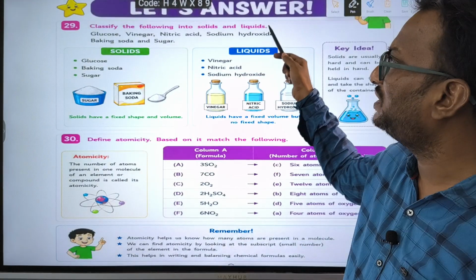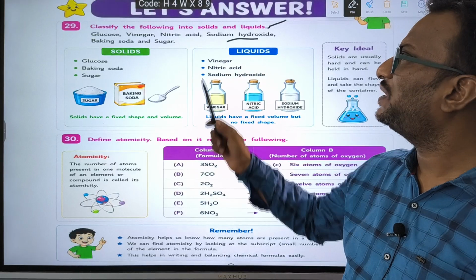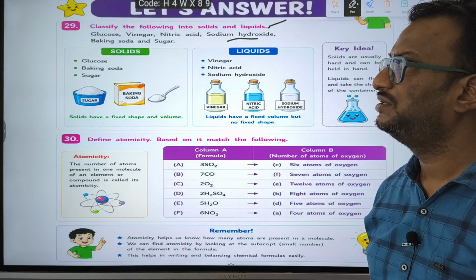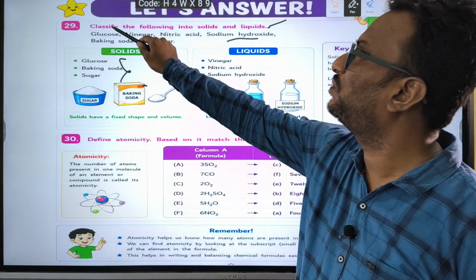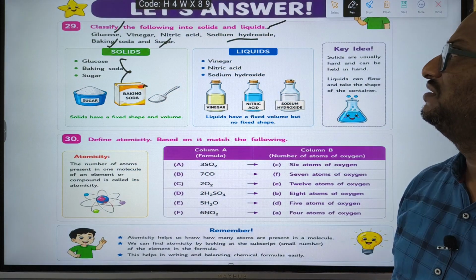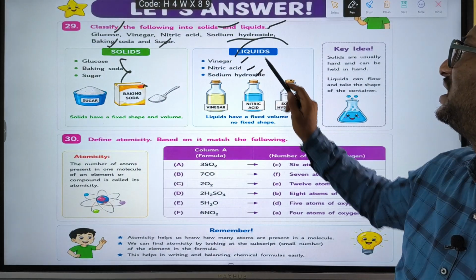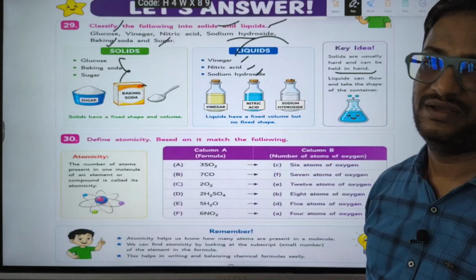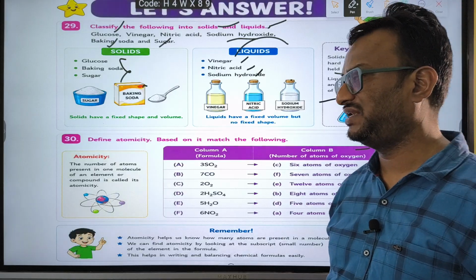Classify the following into solids and liquids: glucose, vinegar, nitric acid, sodium hydroxide, baking soda and sugar. See here, glucose, baking soda and sugar are solids. Vinegar, nitric acid and sodium hydroxide, these three are liquids. Solids are usually hard and can be held in hand. Liquids can flow and take the shape of a container.